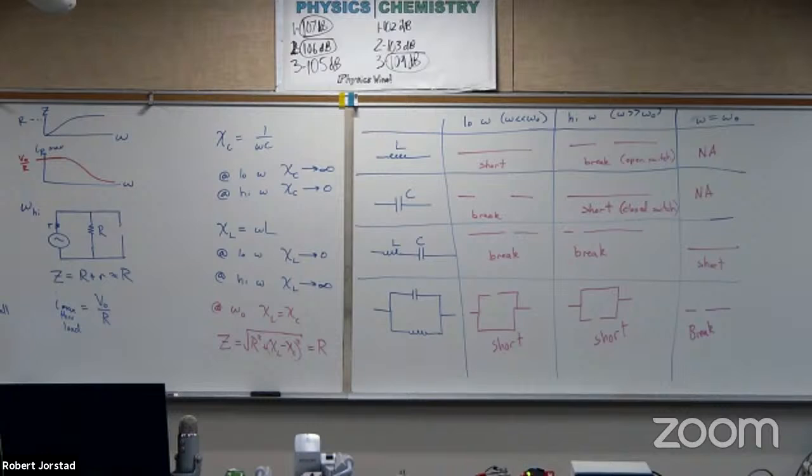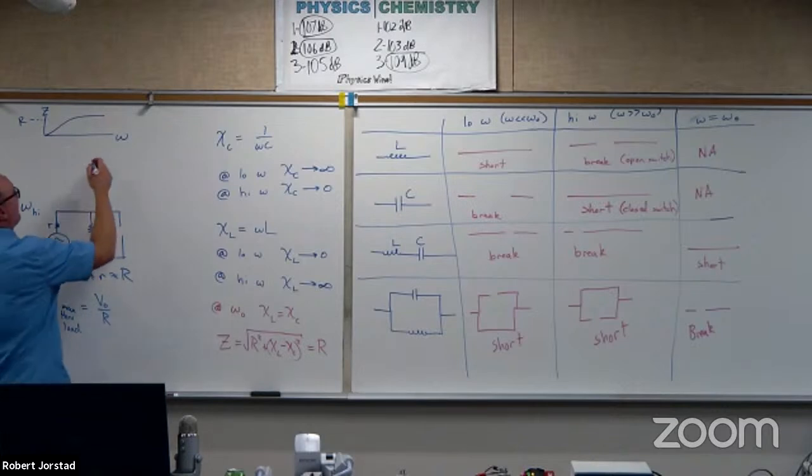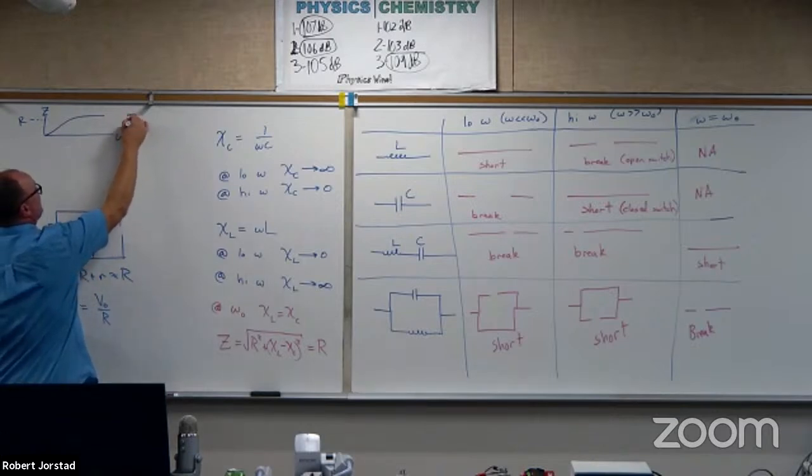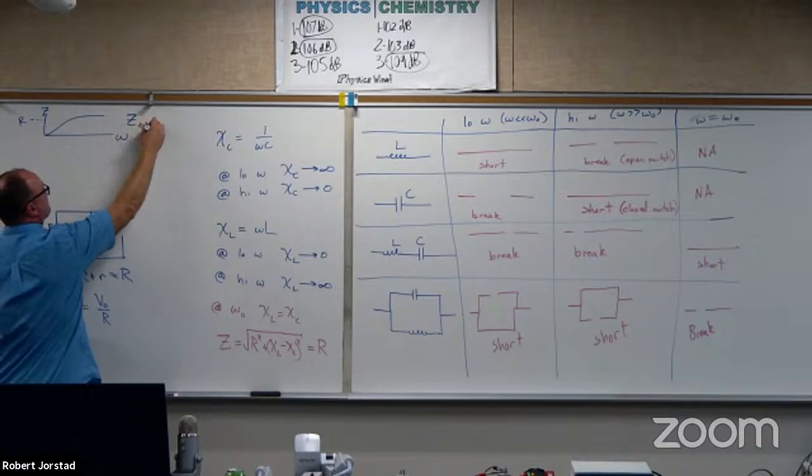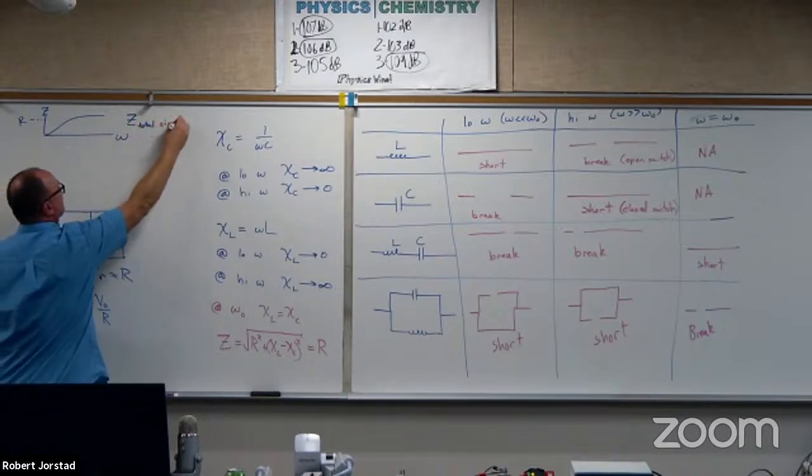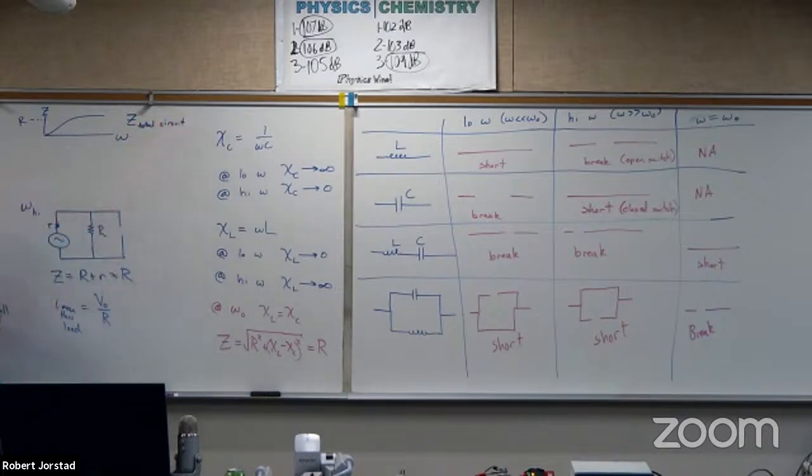No, oh, I see. Okay, so in this case, I see what I did. I made a mistake. Let me catch up here. All right. So this upper plot is correct. This is Z for total circuit. And the second plot was supposed to be current through the resistor amplitude.